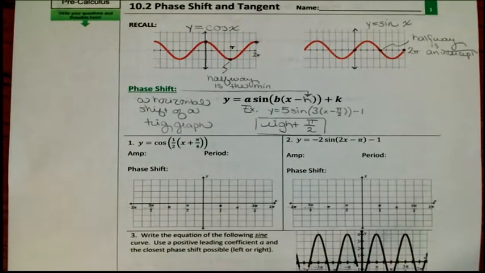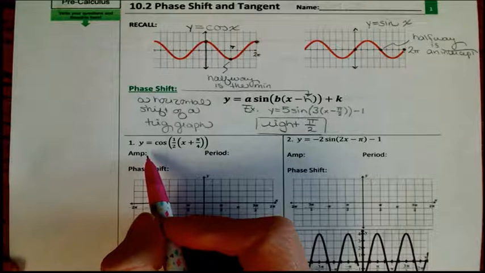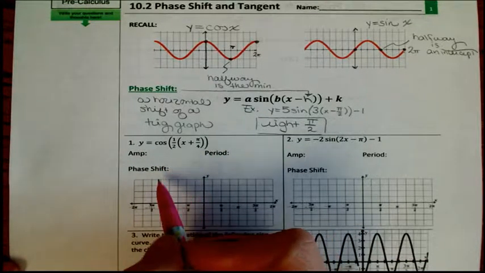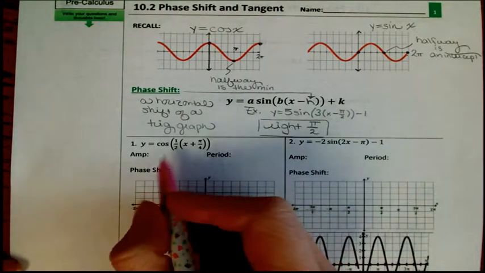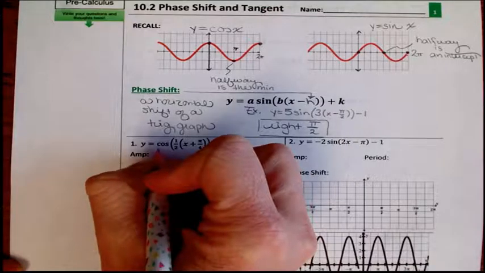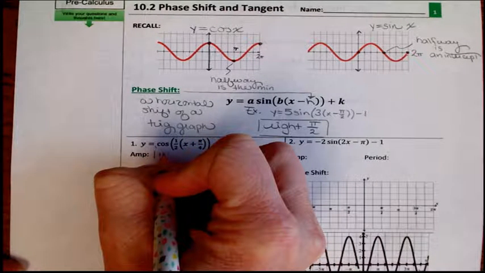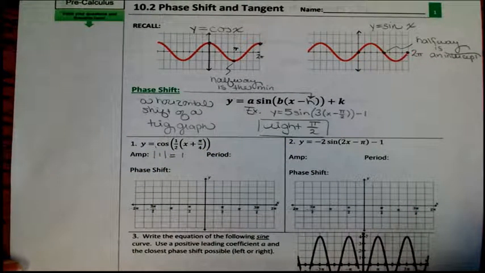Let's look at number 1 here, this first example. So let's begin by answering amplitude, period, and then our phase shift, and that will allow us to graph. Okay, so our amplitude for this one is, well, my A value right here is 1, so the absolute value of 1 is 1. We'll have an amplitude of 1.